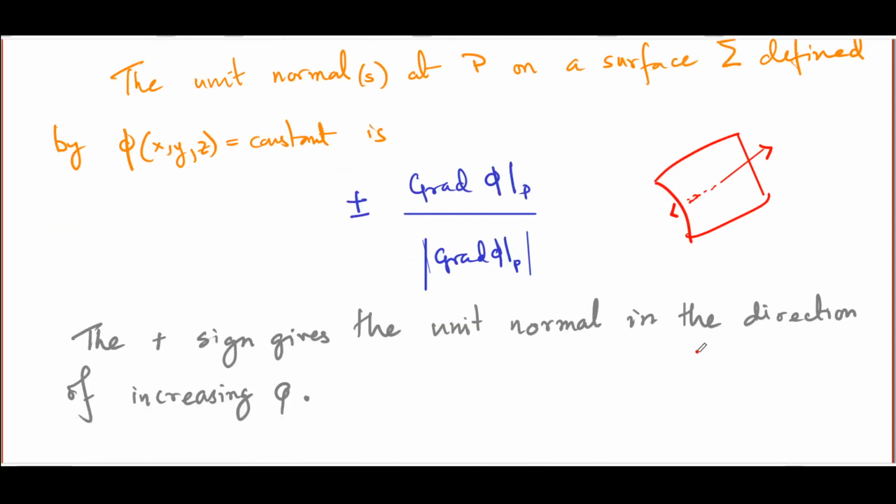Now, of these two normals, the positive sign has a significance that it gives us the direction of increasing phi. So, this surface is for phi taking a constant value, but as you move away from the surface along the normal, of course, phi increases the fastest, or decreases the fastest if you are going the other way. If you are going in the direction of grad phi, the value of phi rises as fast as it can. As far as we are concerned, the important thing is the plus sign gives you the direction in which phi is increasing. The minus sign gives you the direction in which phi is decreasing.